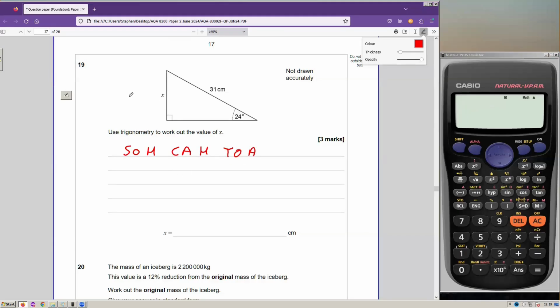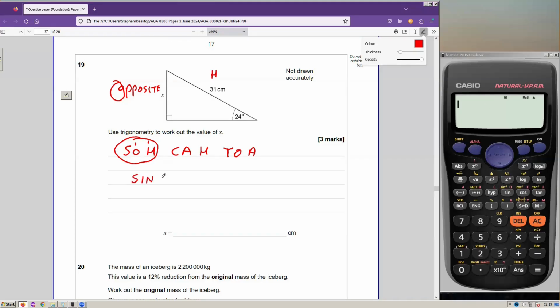And we've got, this is the opposite, because it's opposite this angle. So we've got the opposite, there it is, and we've got the hypotenuse. We have to use something with both of them in. We're going to use this one, because there's the opposite, there's the hypotenuse. You can't use this, we don't have the adjacent, which is this bottom one. Now we write down our formula.